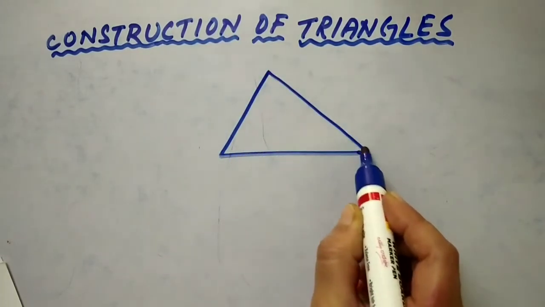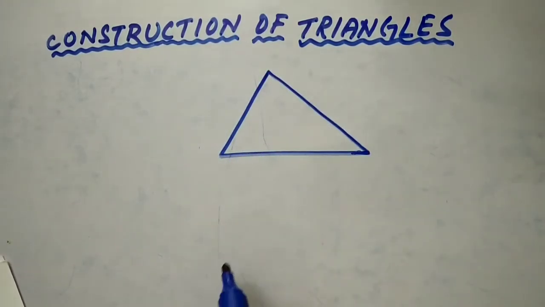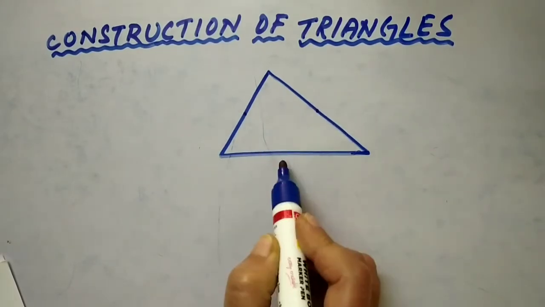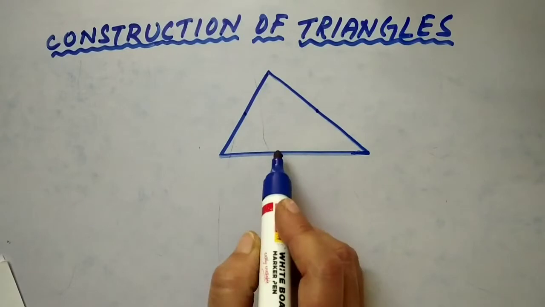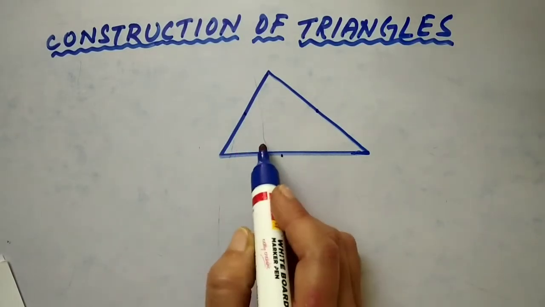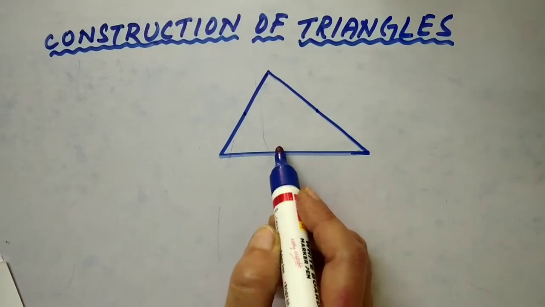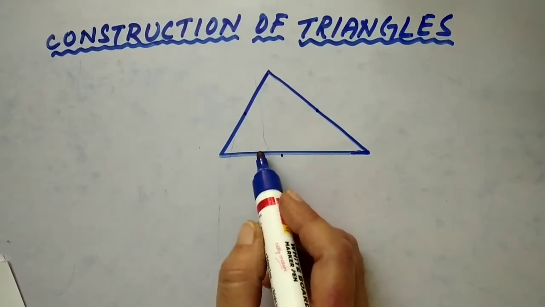Any triangle, do you know how many elements are there in a triangle? There are 6 elements or 6 parts. There are 3 sides and 3 angles. So out of these 6, if 3 parts are given, then we can construct a triangle. And we need some criteria.